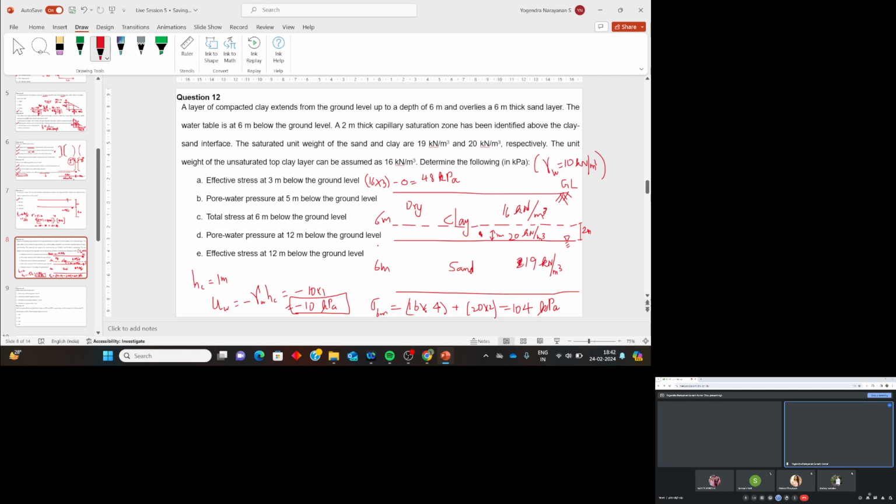Sir, I have a small doubt. Yes. At the total stress at 6 meter below the ground level, so 16 into 4 plus 20 into 2, but the capillarity rise, the additional stress is also there. That is added when you are calculating effective stress. We are asking total stress. Okay, sir. Effective stress is where pore water pressure will come into the picture. At that time, you have to consider pore water pressure. Now it is only total stress.